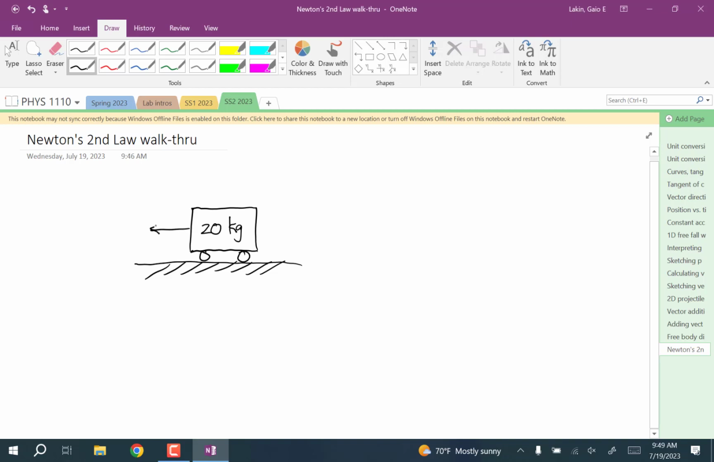And we have a force this way of 30 newtons and a force this way of 20 newtons and a force down of 50 newtons. And we want to know what's the acceleration vector of the cart.